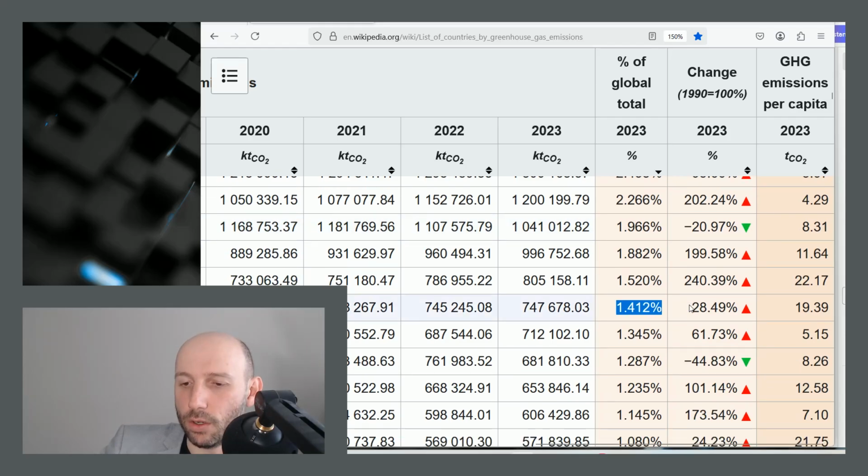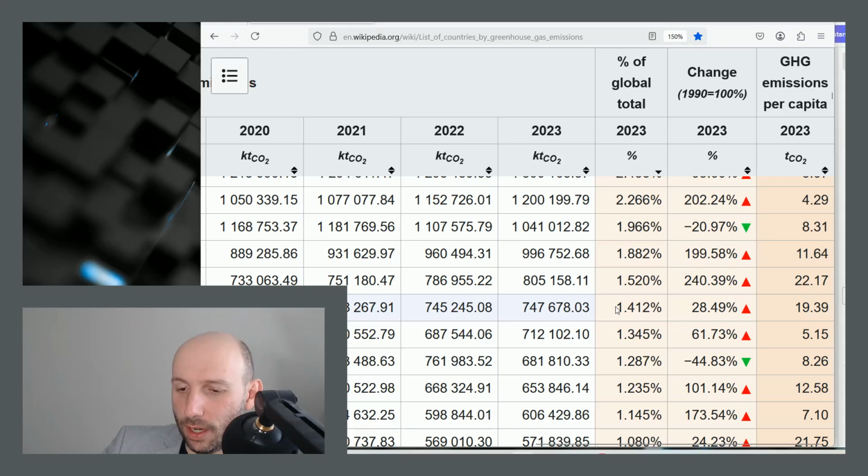So if Canada were to cut its emissions in half, half of 1.4 is 0.7. That would be 0.7% of global emissions gone away, and the globe would still have to deal with 99.3% of global greenhouse gas emissions. So Canada is not a major contributor to global greenhouse gas emissions.